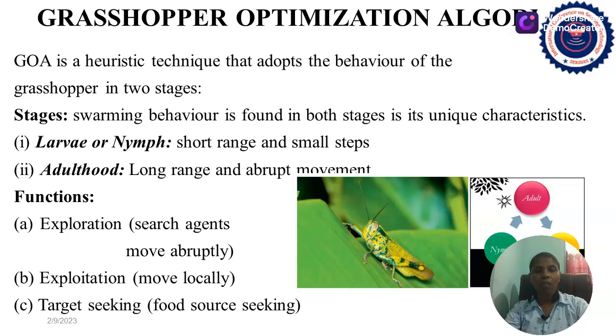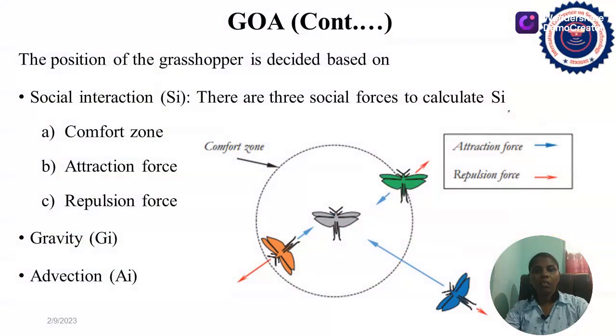So our target is to ensure coverage and connectivity. That's our target, and according to that, this algorithm will work. Here is the position of the grasshopper. Here, where the grasshopper is. The grasshopper here represents our sensor nodes. So where it's moving, how we can select.